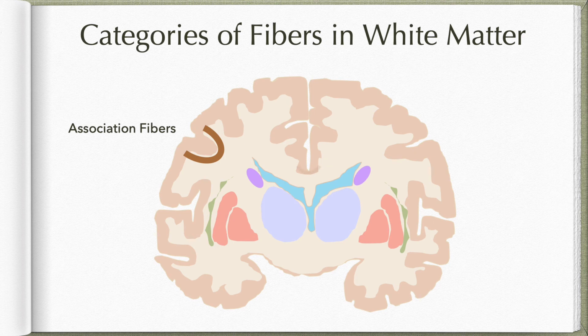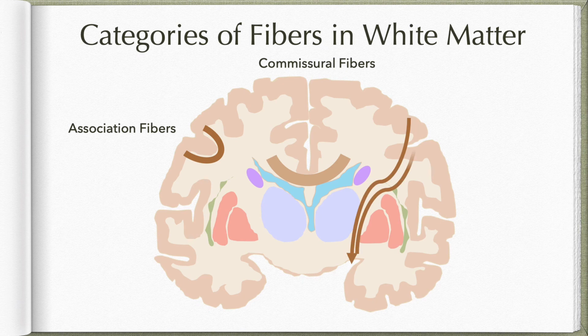Second group is the commissural fibers. They connect the left and the right hemispheres. Third group is the projection fibers. They connect cerebral hemisphere with some subcortical center. It could be diencephalon, brainstem, cerebellum, or spinal cord.